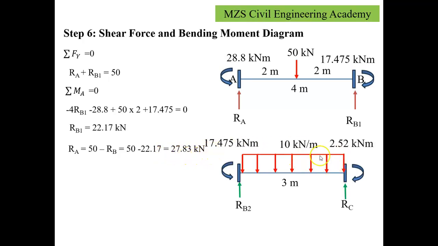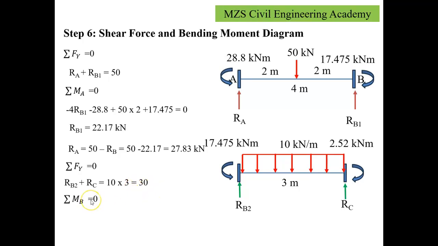Now we'll go to the second span, B to C. We'll substitute all the values which we have received from the final end moments. At end B, we received a moment of 17.475, at C 2.52, and 10 kilonewton is the UDL over the span 3. If I take summation of vertical forces, it will be equal to RB2, the secondary contribution of reactive force from the span B to C, plus RC equals 10 into 3, 30.